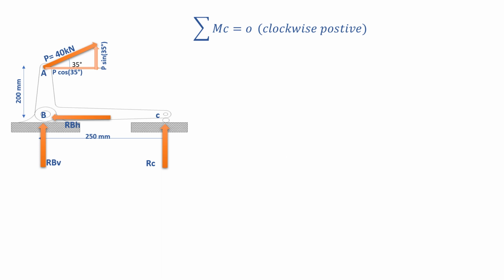So we set clockwise positive. RBV times 250: RBV causes a positive moment times its perpendicular distance, 250 mm. And P cos 35 times 200 mm. Its perpendicular distance about C is 200 mm. Plus P sine 35, and also times 250 mm. It also has 250 mm of distance about C.